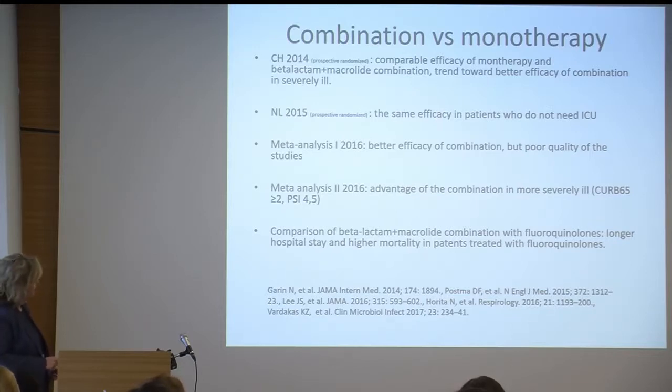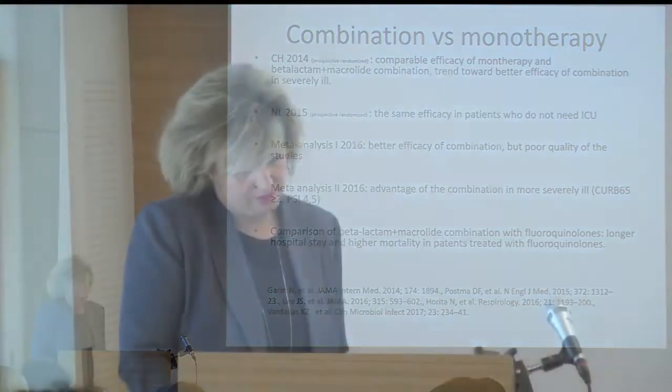Then a meta-analysis, better efficacy of combination, but poor quality of the studies. Of course, you can do a great meta-analysis, but if the studies you take are bad ones, so. Then another meta-analysis, advantage of the combination in more severely ill, pneumonia severity index 4 or 5. Then another study, comparison of beta-lactam plus macrolide combination with fluoroquinolone, longer hospital stay and higher mortality in patients treated with fluoroquinolones. So they do cover everything, but it looks like it's better to combine the two, the beta-lactam and the macrolide. So, well, difficult to say what to do.